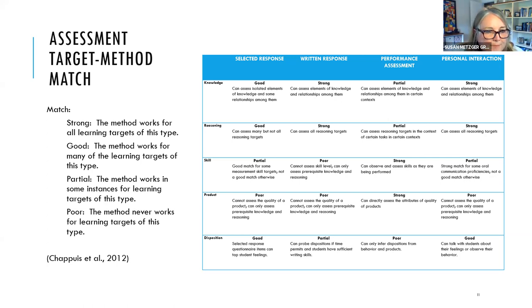And what else? Anything else here? Anything you wonder about? One thing I'll point out is that for some of them, the reason they might not be strong, or might only be partial, is that you certainly could assess a learning target one way, but it might take you a long time. You just might not have enough time in a classroom. So for example, when I was thinking of skill, if students were learning to do a dance or something like that, you could just use personal interaction, but you might not have time just to watch them informally.